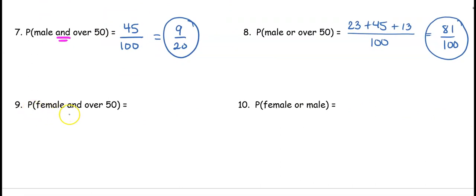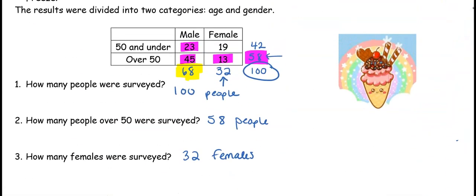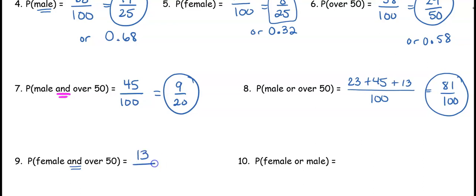Next, probability female and over 50. All right, so we're back to that "and," which means that the category has to fit both. I'm going back up to my chart. I know you're tired of me going up and down, up and down. So we have female and over 50. Here are the females, but I don't want the females under 50. I'm only looking here. There are only 13 females that are over 50 from the survey. And that doesn't reduce, so that's my answer.